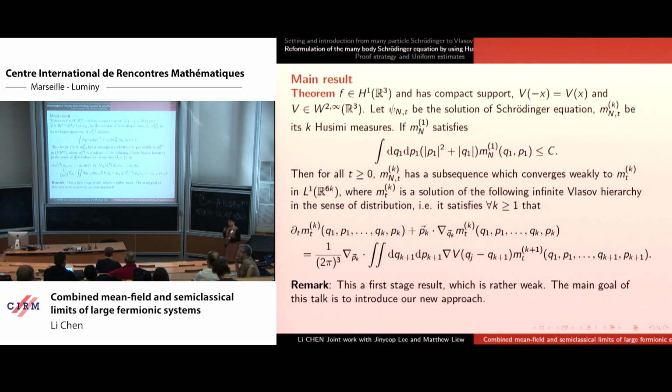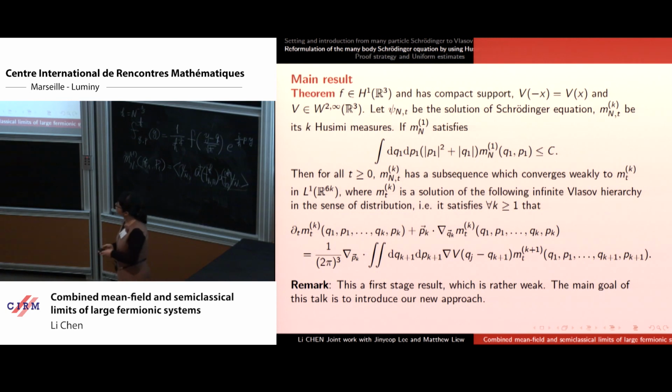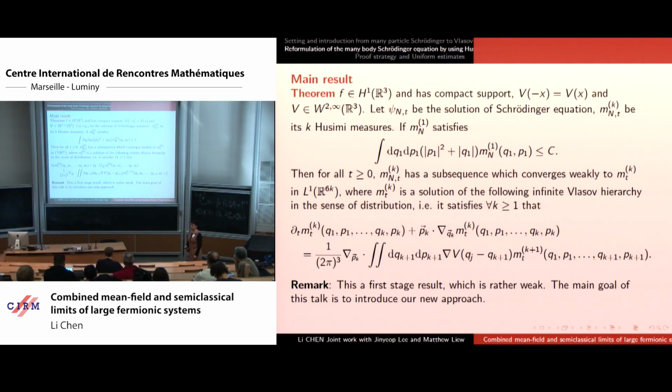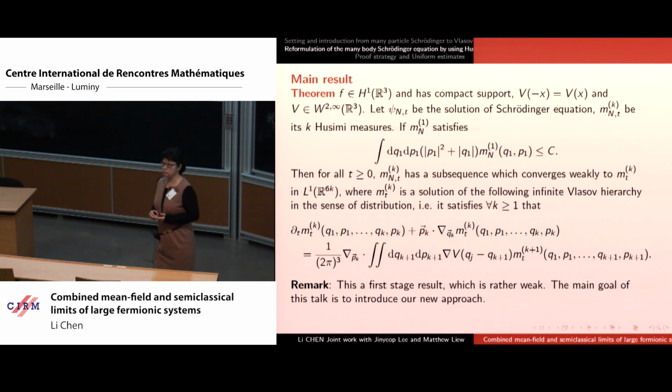I'm quite optimistic that we can get rid of this assumption. But we need some moment boundedness for F. And F has to be additionally in H1. The derivative should also be in L2. It's realizable. And under this condition, we can prove that the k-particle Husimi measure is weakly compact in L1, and the weak limit satisfies this infinite hierarchy in the sense of distributions.